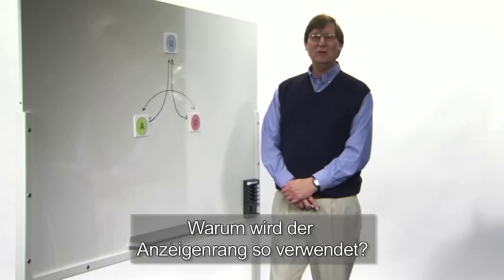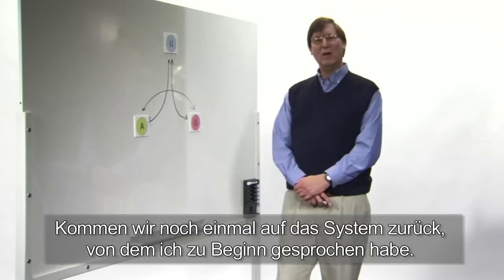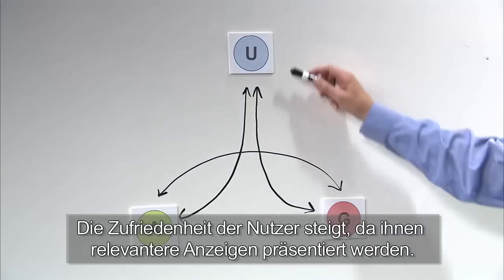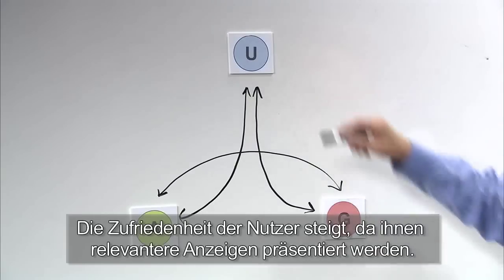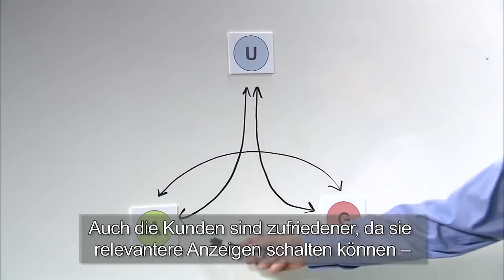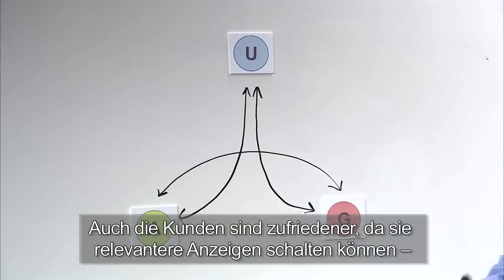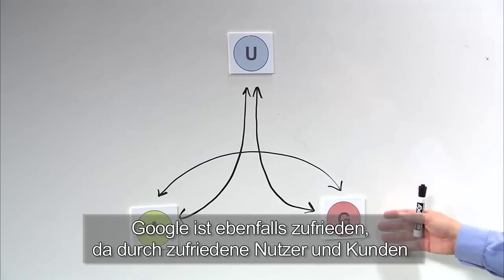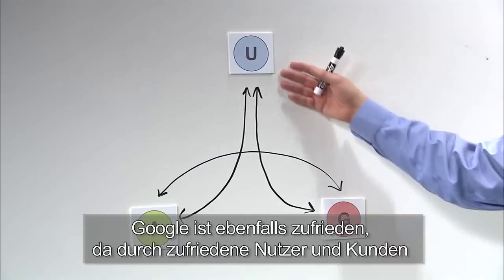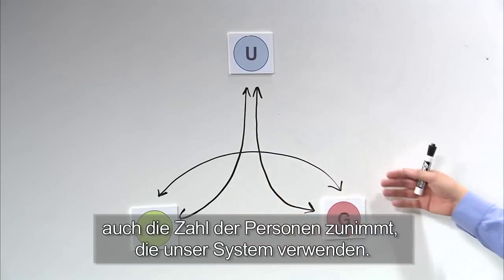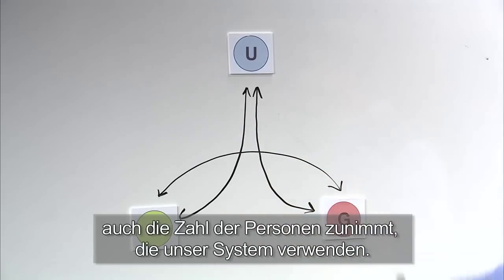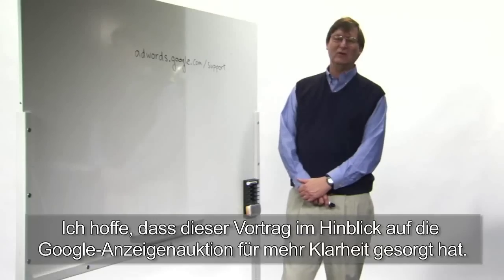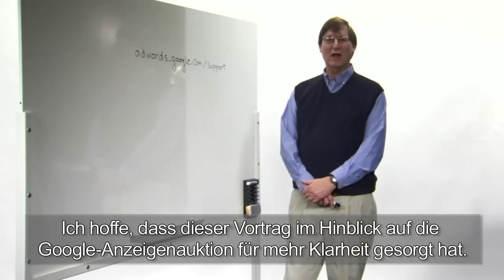So why do we use ad rank in this way? We'll go back to the ecosystem that I talked about at the beginning. Makes users happier because users get to see more relevant ads. Makes the advertisers happier because the advertisers are showing more relevant ads, ads that are more likely to get results from the viewers. And it makes Google happy because with happy users and with happy advertisers, we get more people using our system. I hope that this discussion has helped demystify the Google ad auction.